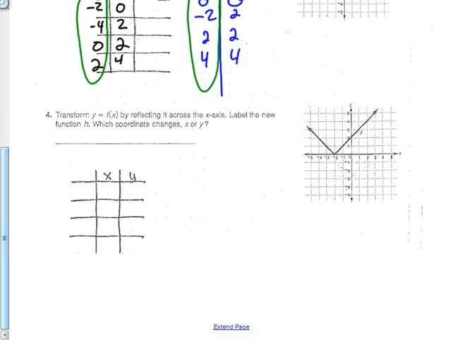Number 4, transform y equals f of x by reflecting it across the x-axis. Label the new function h. Which coordinate changes, x or y? Well, let's do the same thing that we did on the last one and make this an old x and y, and then we'll make a new one over here.